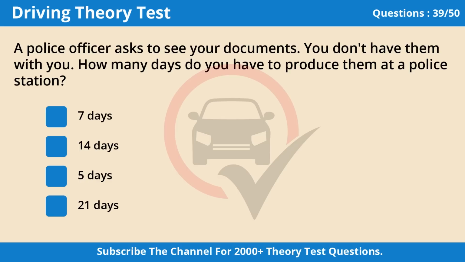Question 39. A police officer asks to see your documents. You don't have them with you. How many days do you have to produce them at a police station? A. 7 days. B. 14 days. C. 5 days. D. 21 days.